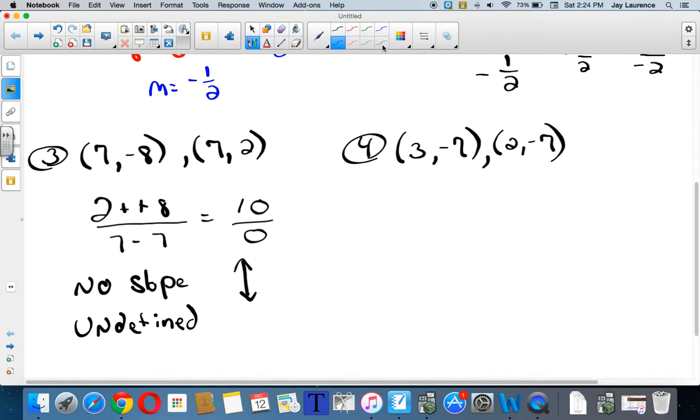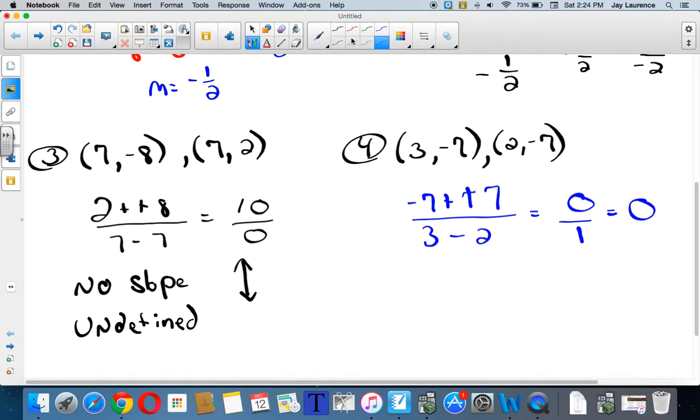All right, finally, problem number 4 here. I'm going to do -7 minus -7. Subtracting a negative, same as adding a positive. I'm going to get 0 for my numerator. And then I'm going to get 3 minus 2, which is 1. And 0 divided by 1 is 0.